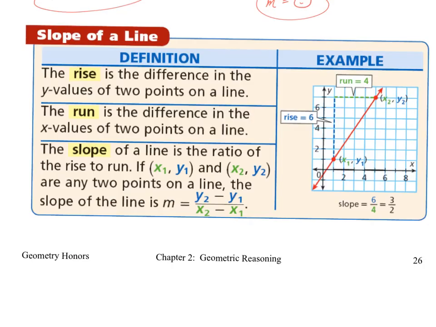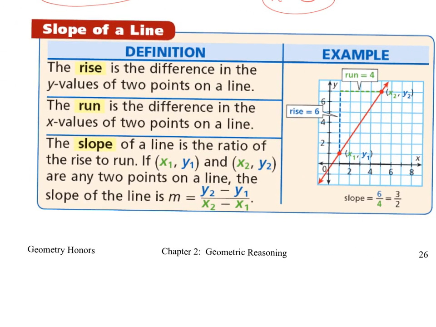So we can use the slope formula to calculate slope, which is right here for us. M is equal to, M stands for slope, y2 minus y1 over x2 minus x1. And it's also rise over run, so we can count up and over.